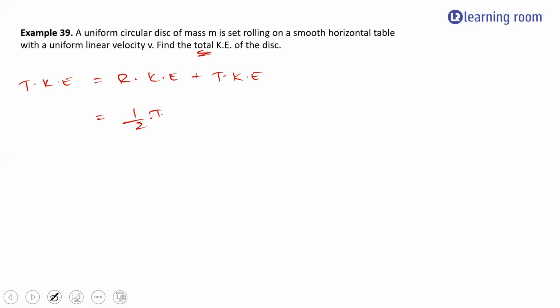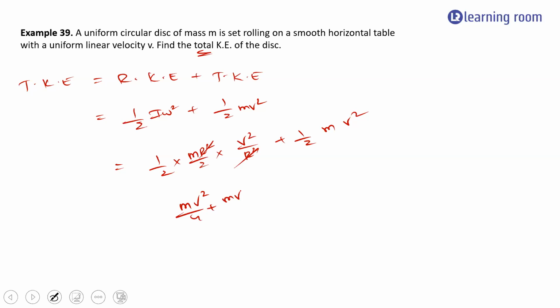What is going to be the rotational kinetic energy? It is going to be half I omega square plus translational, which is half m v square. Half into I is how much? It's a circular disc, so it is going to be m r square by 2 into omega square, that is v square divided by r square, plus half into m into v square. r square and r square cancel. So m v square by 2 plus m v square by 2 is going to be equal to how much? 3 m v square by 2. So 3 by 4 of m v square is going to be the answer.